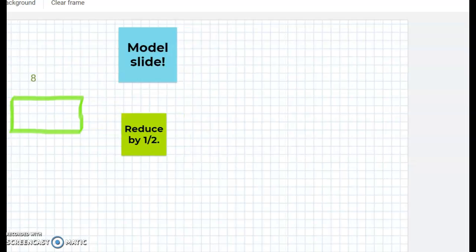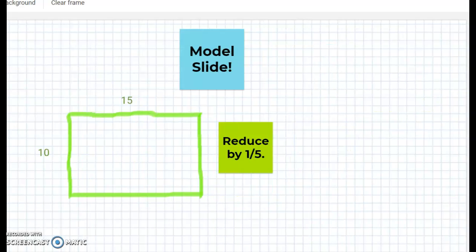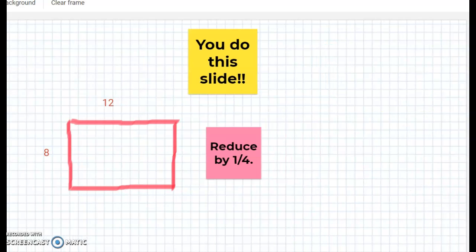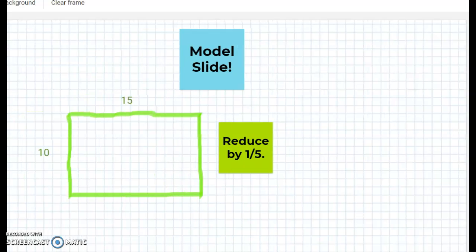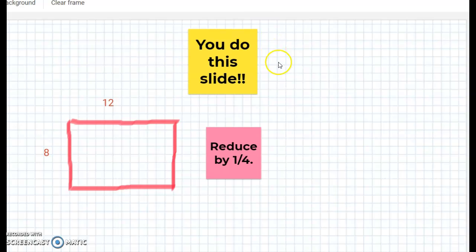The first 1, 2, 3 slides are going to be model slides, and then you will do the last 2. So for this one, slide number 6, it says you do this slide. You're going to reduce this image by 1/4.